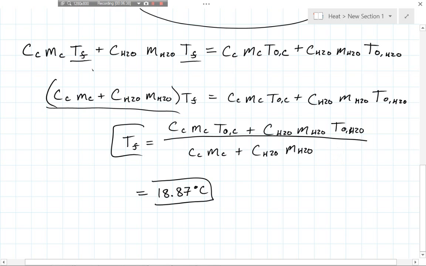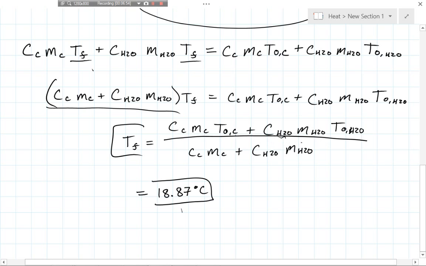Now one thing I want to point out about this formula is a really nice way to think about this, is that basically this is a weighted average of the two initial temperatures. So the weighting that we get for the Coke is the specific heat of the Coke times the mass of the Coke. And the weighting we have for the temperature of the water is the specific heat of the water times the mass of the water.